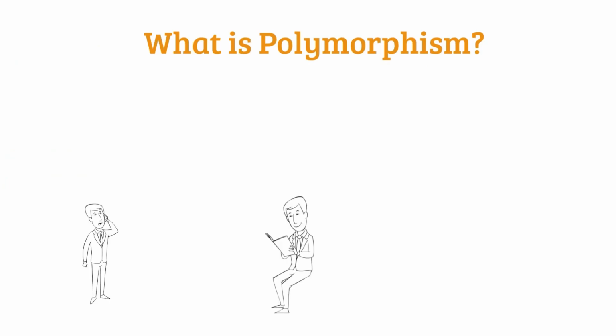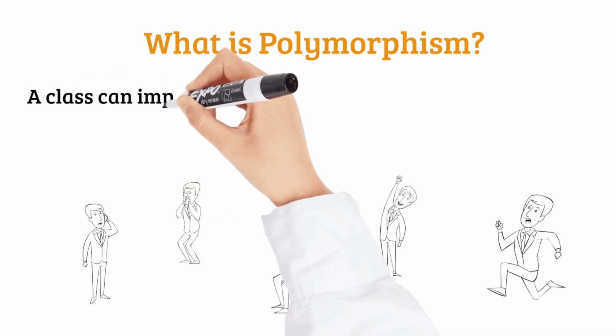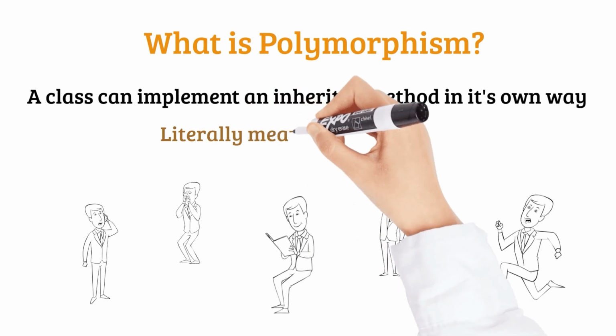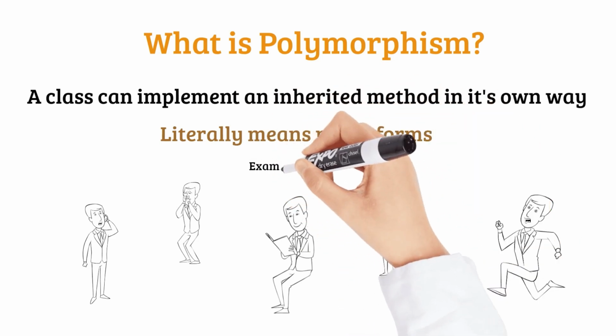What is polymorphism? Polymorphism is a class that can implement an inherited method in its own way. Literally means many forms. Example, singable.